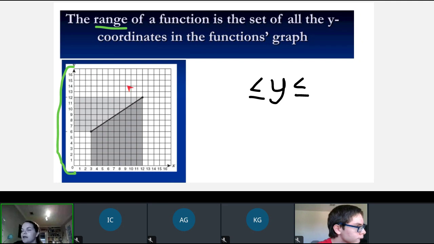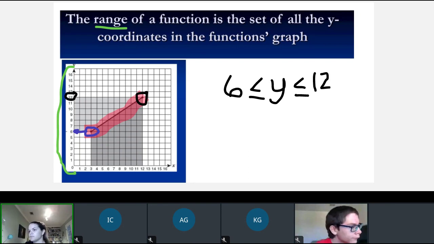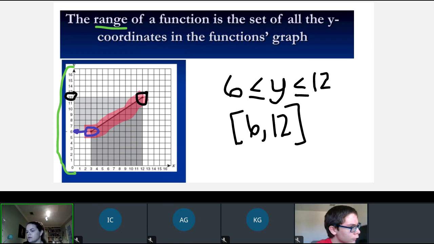So I go to my function here. Let's highlight it in red. Again, this is the same exact line. Here's my lowest point, and it is at y equals 6. It's a closed circle. And then my highest point is at y equals 12. Again, it's a closed circle, so that's why I'm going to have that less than or equal to sign. Another way to write this would be using those brackets, and I would say 6, 12.